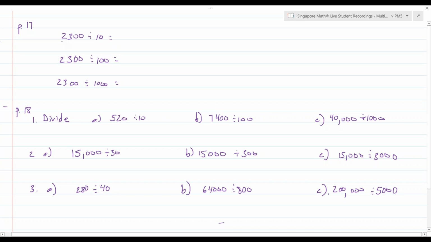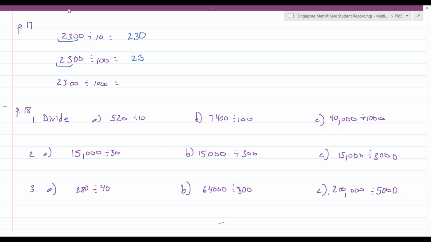So notice on page 17, there's a lovely picture of 2300 divided by 10. Notice that this number is 230 tens. So how many tens are in 230 tens? Of course, that answer is 230. This is also known as 2300 divided by 100. There are 23 of those.